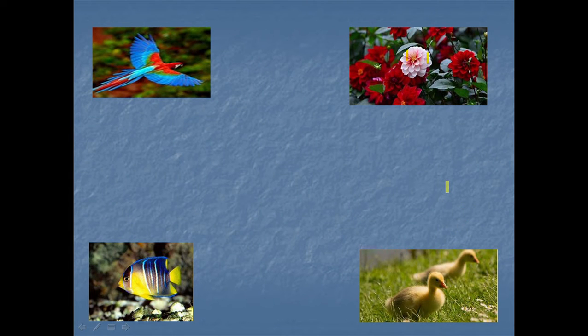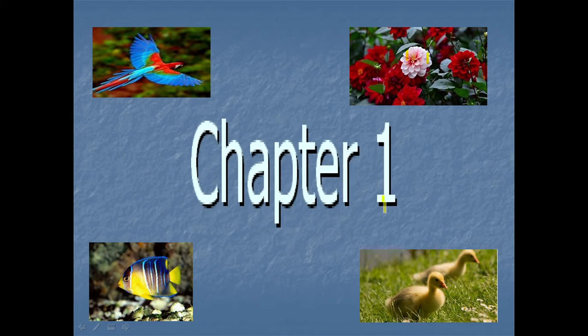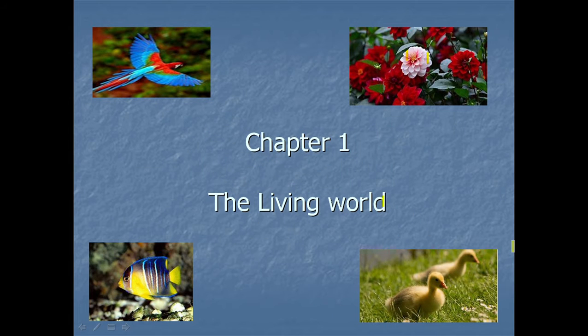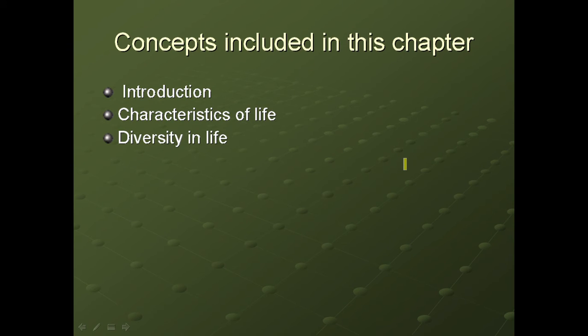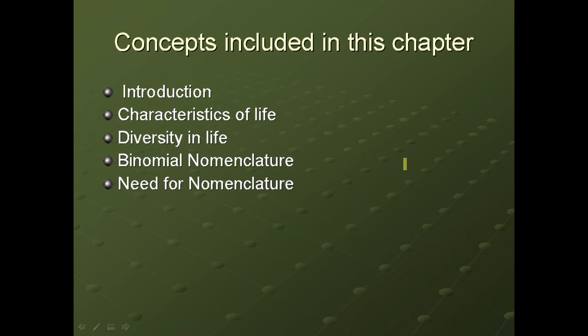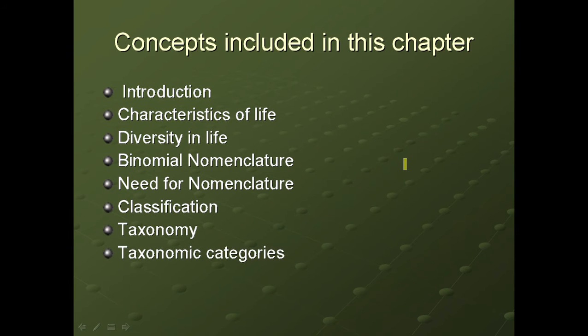Hello students, today we will start the first chapter of biology, class 11, the living world. The concepts included in this chapter are, first of all, introduction, then characteristics of life, diversity in life, binomial nomenclature, need for nomenclature, classification, taxonomy, taxonomic categories and taxonomical aids.